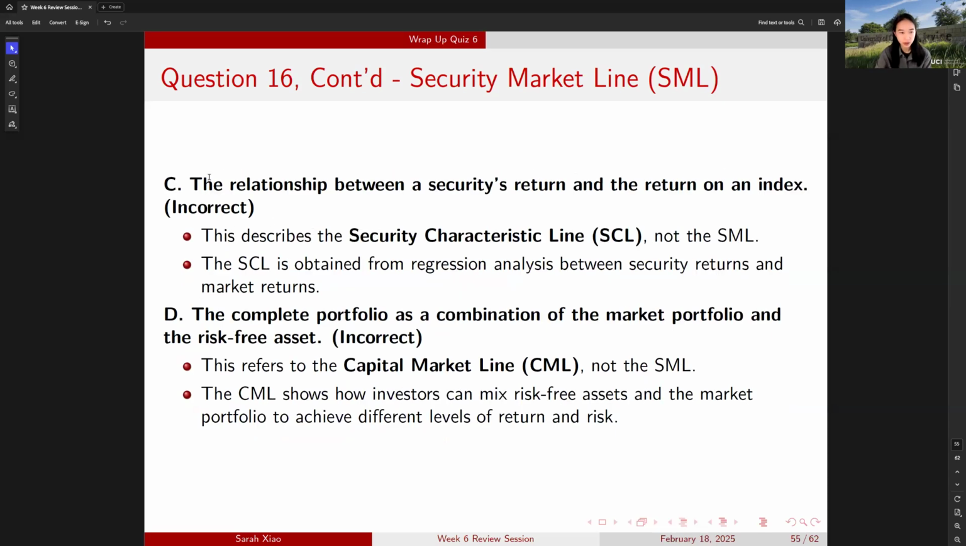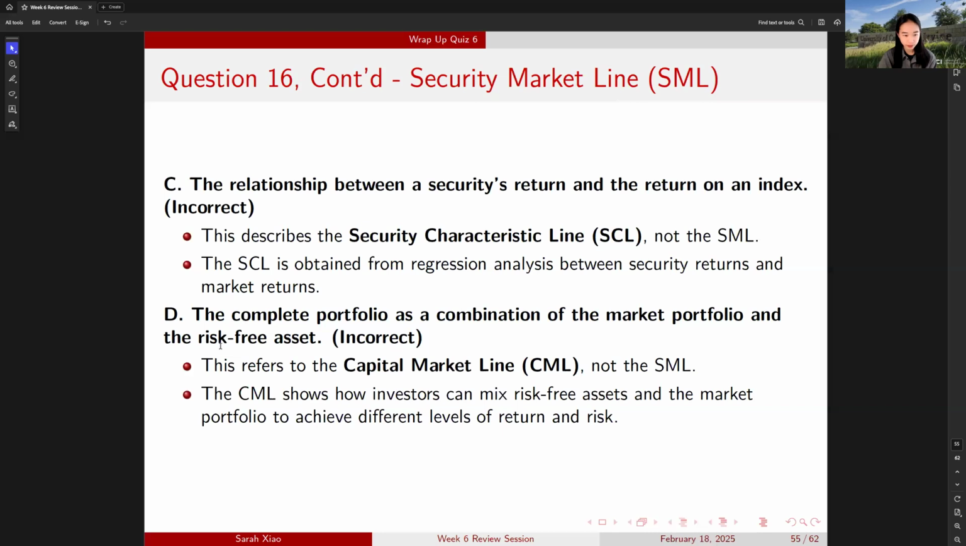All right, so moving on to option C, the relationship between a security's return and the return on an index. This statement actually describes the security characteristic line, not the SML. The security characteristic line is obtained from regression analysis between security returns and market returns.